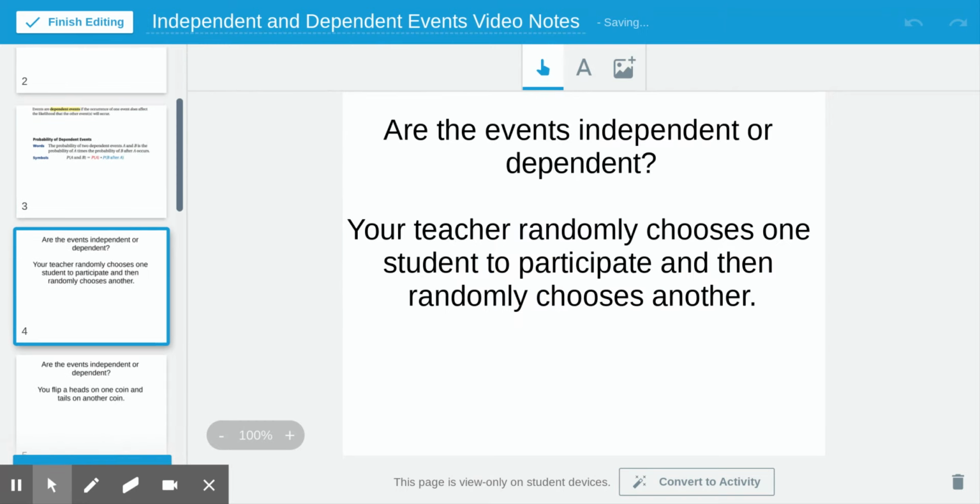So let's just start by trying to identify some of these. It says, are the events independent or dependent? If I were to randomly choose one student to participate and then randomly choose another student, do you think that would be independent or dependent? All right, because I am choosing 2 different students, I can't choose the first student again. And so that's going to be an example of dependent events.